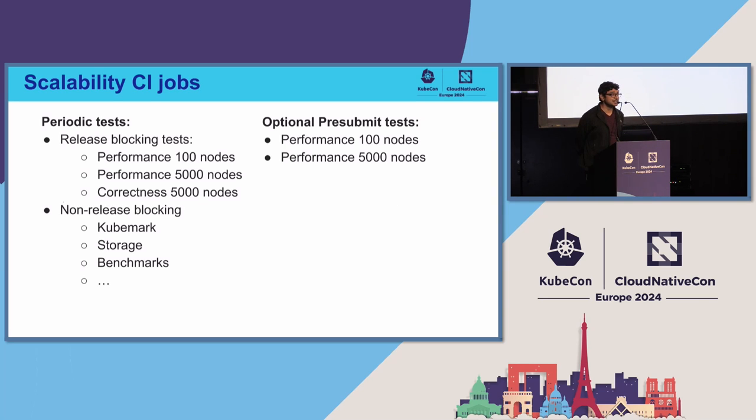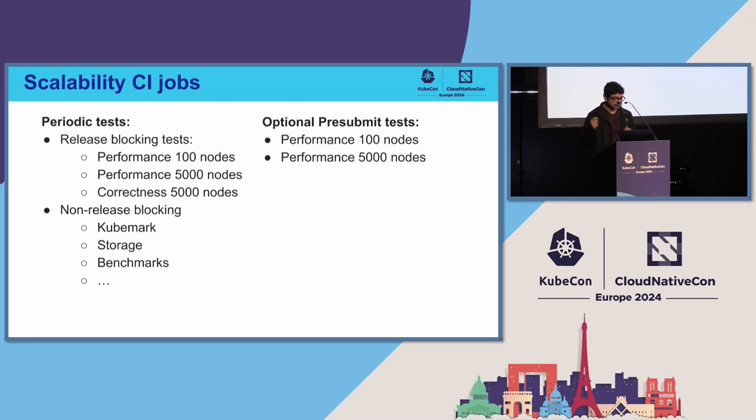The first one is we capture the various scalability properties of a Kubernetes cluster through a series of test jobs. These, again, there are two dimensions around these. The first one is the scale at which we run these. We don't just run the 5,000 node cluster test because it takes a while, it is expensive, and also the feedback loop is slower for it.